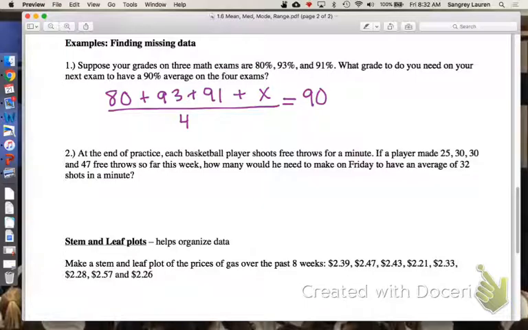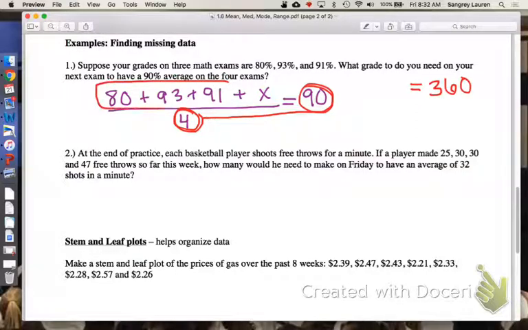Now we have to figure out what X is. So what we're going to do is take whatever is in the denominator and multiply it by the average. So we have 4 times 90. That's 360. Then we're going to add up the 3 tests we already have. So that is 264. We still have the x. So now we have 264 plus x equals 360.